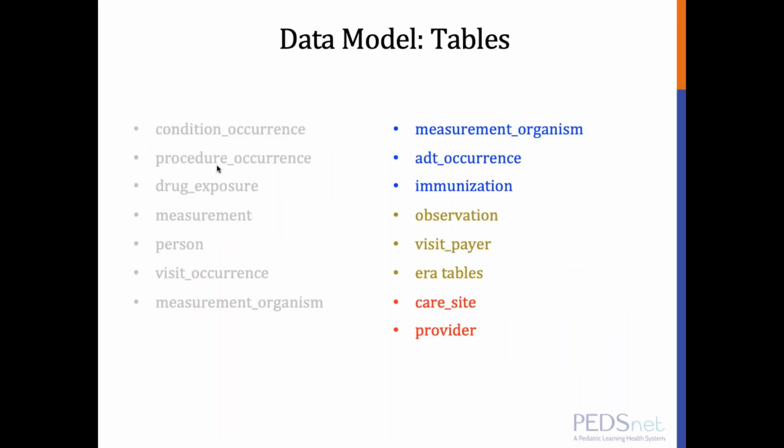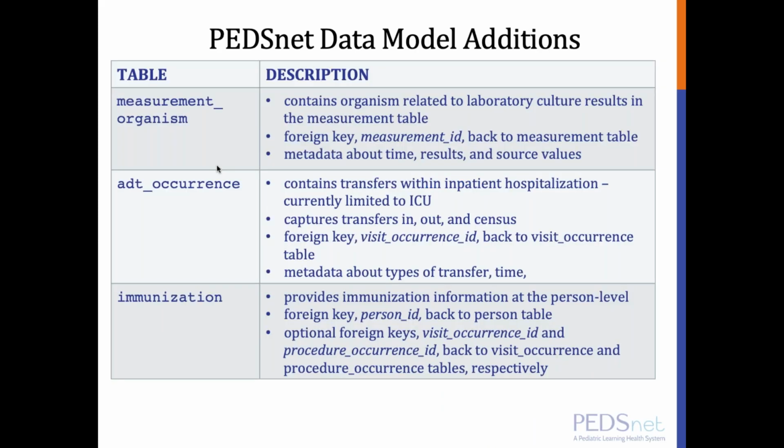Okay, so the data models presentation, we went through the standardized tables, the tables that we use the most: condition, procedures, drugs, measurements, etc. And I mentioned some of the PEDSnet adaptations that we've made, such as ADT occurrence, immunization, measurement organism, we have some additional tables. There are some other additional tables that are provided to us by OMOP as well. So observation, visit pair, error tables, care site, and provider are all within the OMOP CDM that we use.